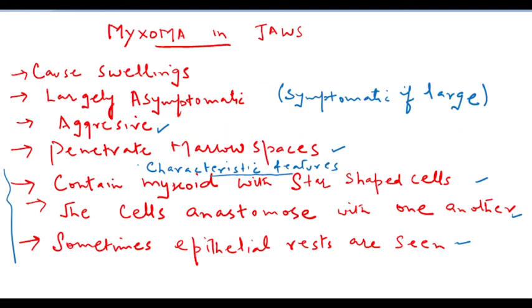Now, coming to myxoma in jaws. In the oral cavity, myxoma can cause swelling. They are largely asymptomatic, yet aggressive. They penetrate marrow spaces. There are characteristic histopathological features seen. They contain myxoid tissue with star-shaped cells. These cells anastomose with one another and sometimes epithelial rests are seen.